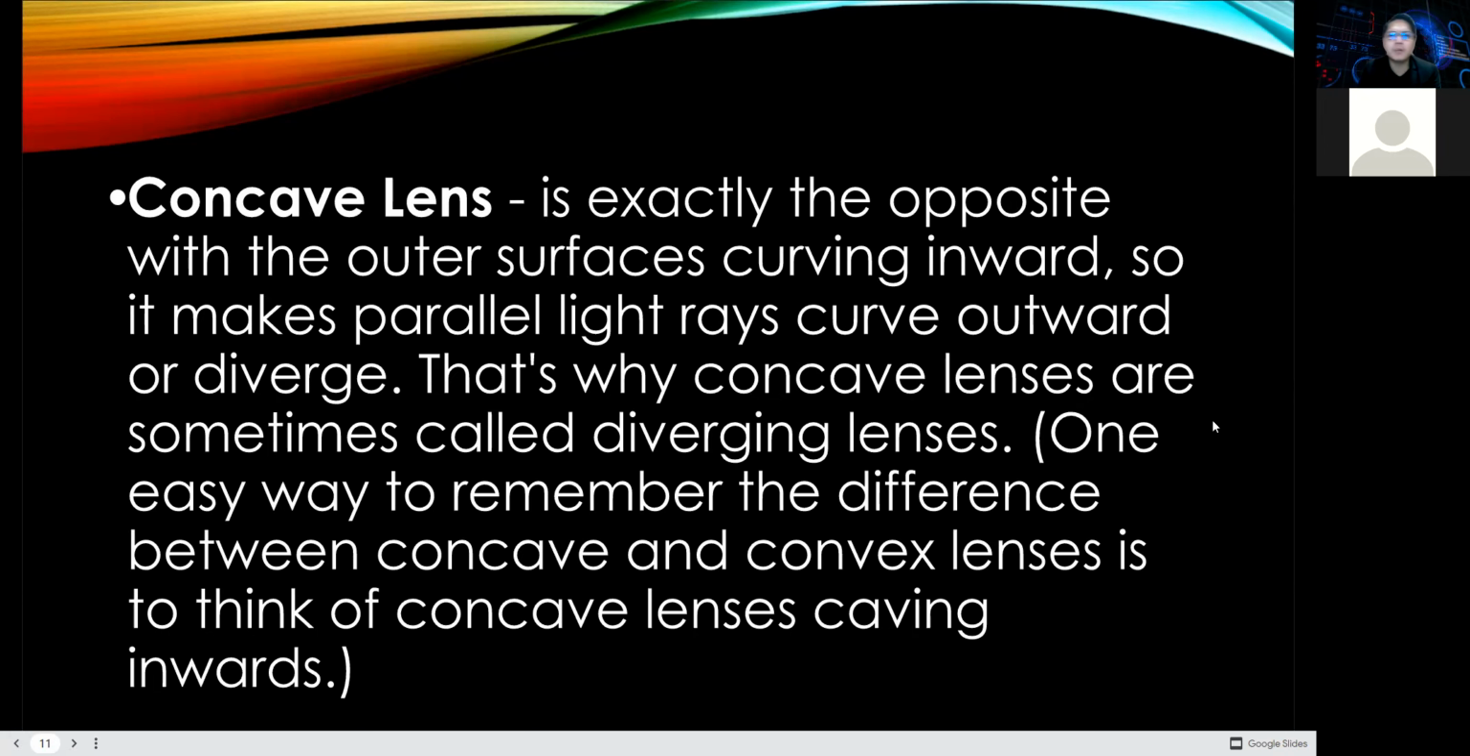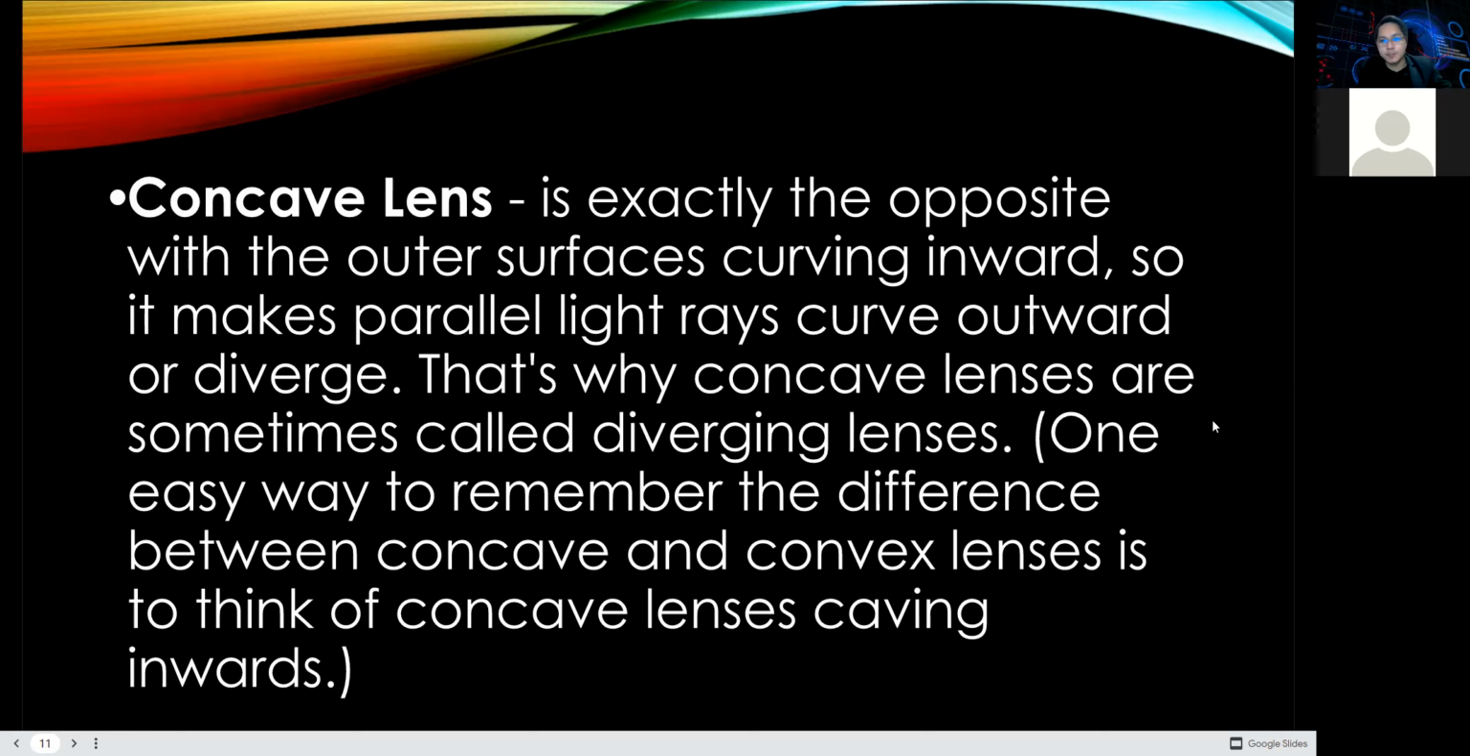Okay. How about concave lens? Okay, what's in the concave lens? It is exactly the opposite, with the outer surface curving inward. If convex lens, the curve is outward. And on the other hand, concave lens, the curve is inward. So it makes parallel light rays curve outward, or diverge, or separate, or scatter. Okay, that's why concave lenses are sometimes called diverging lenses.